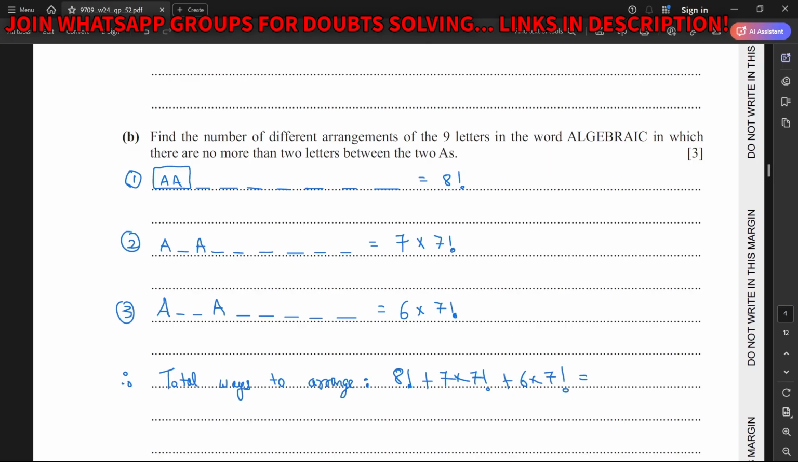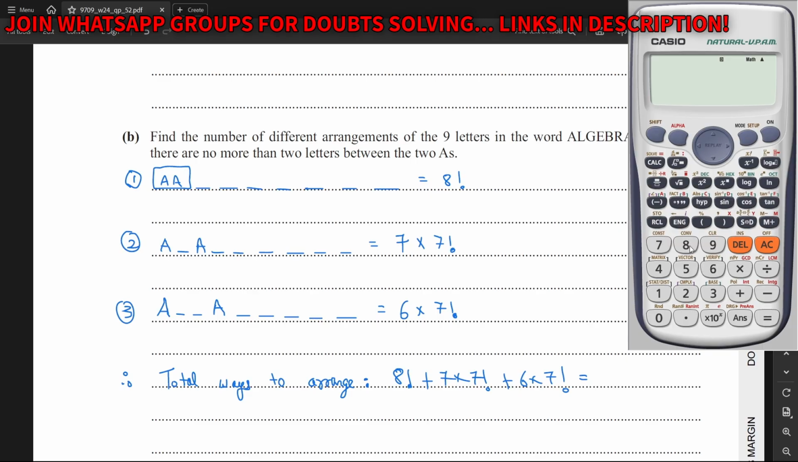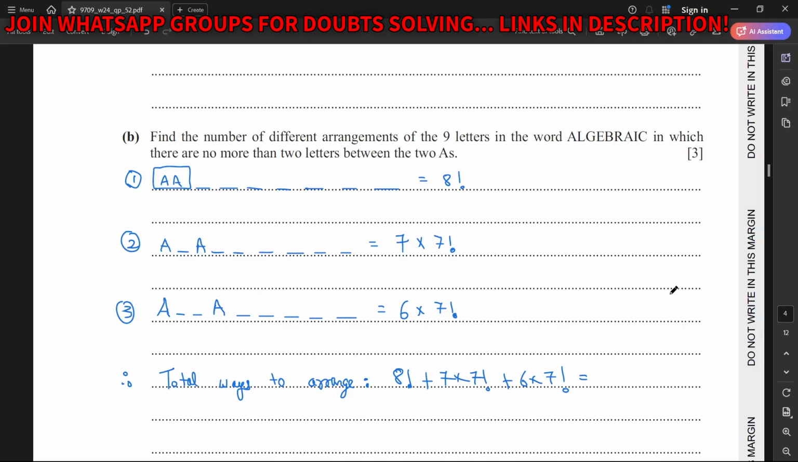If I do this in my calculator, 8 factorial plus 7 into 7 factorial plus 6 into 7 factorial, then this comes out to be 105,840, and that becomes the final answer.